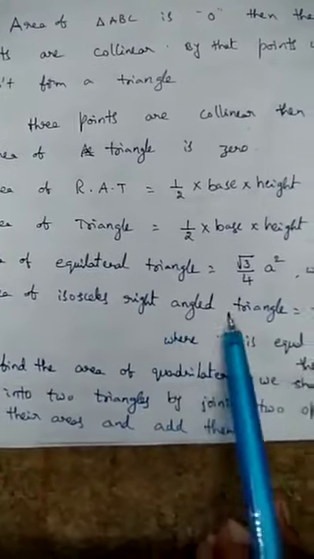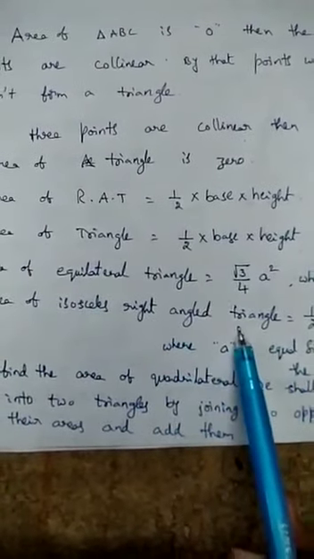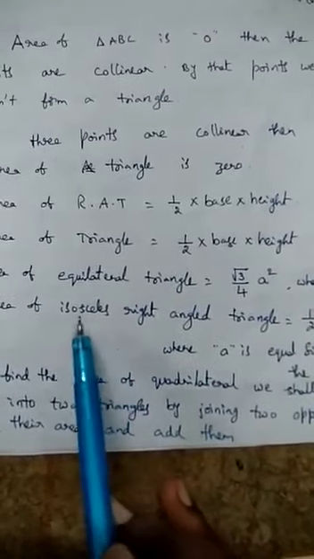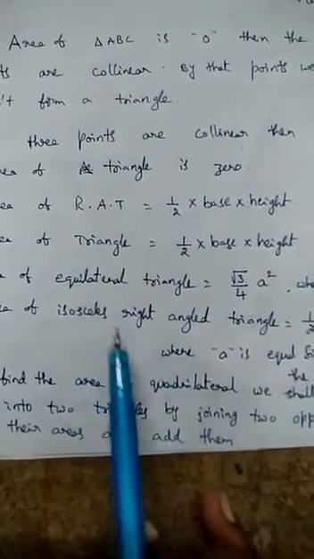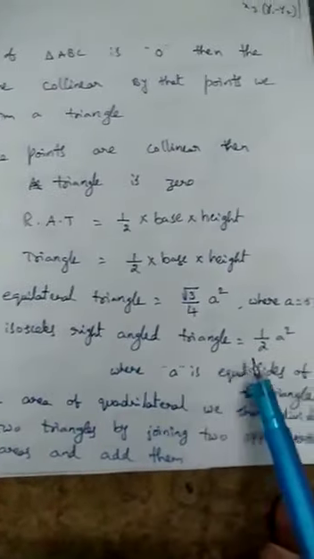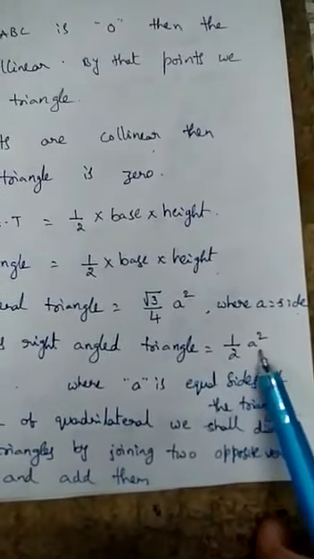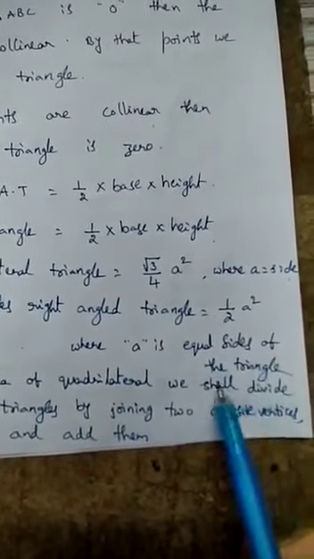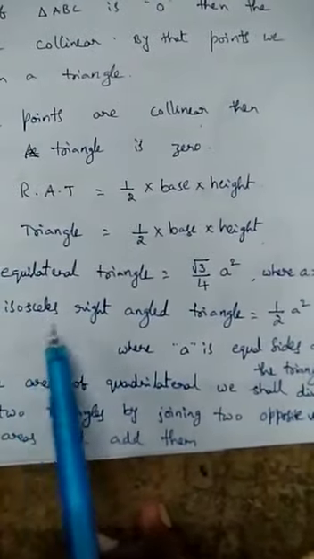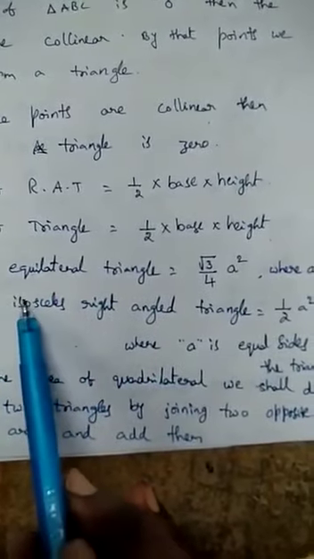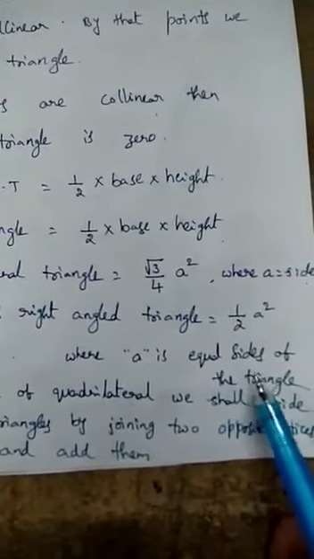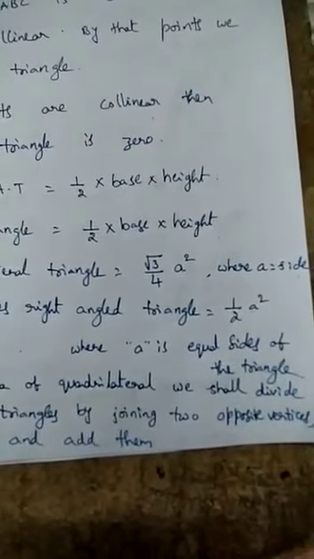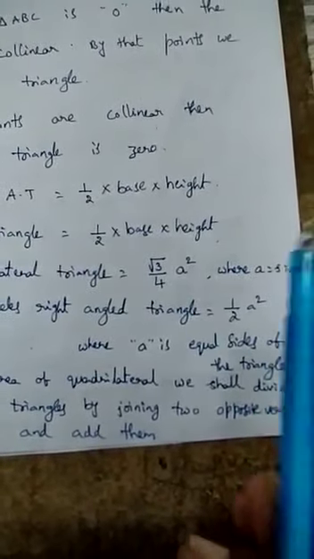Area of an isosceles right angle triangle. An isosceles right angle triangle means one of the angles in the triangle is 90 degrees and the two perpendicular sides are equal. Then it is called an isosceles right angle triangle. The area of that is half into a square, where a is the equal side of the right angle isosceles triangle. In that isosceles triangle, two sides are equal. Whichever side has the equal length, that value is to be substituted for a. The remaining side is considered the hypotenuse in that right angle triangle.